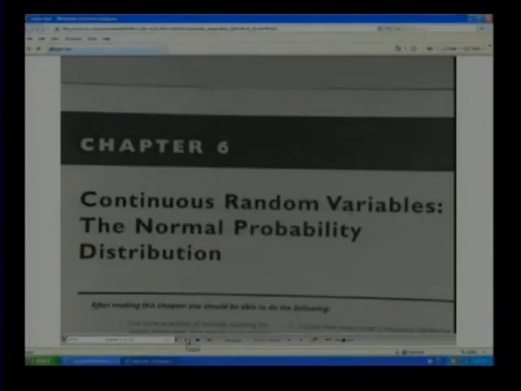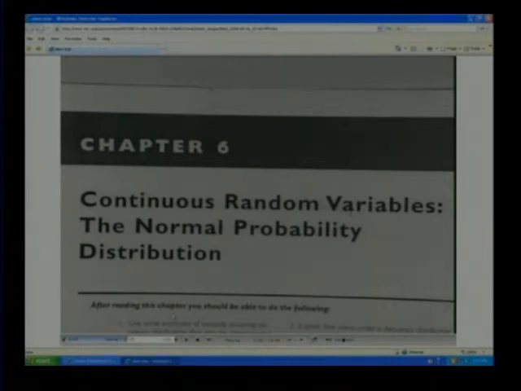The normal probability distribution, and you're going to hear this throughout statistics, is the same bell-shaped curve that we've seen before. It deals with continuous random variables, whereas the ones in Chapter 5 were dealing with unique events, with discrete variables. You flip the coin and it's either heads or tails.